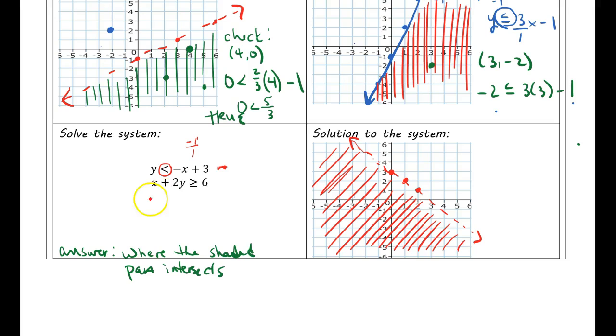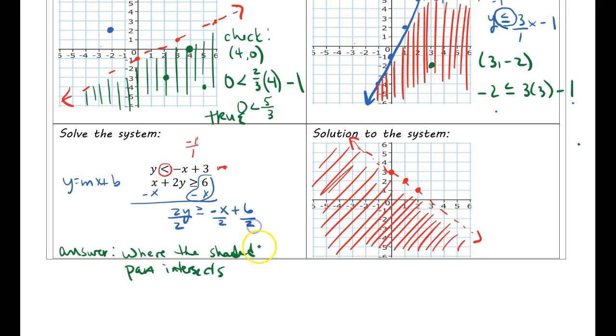Now I have to graph the second one and see where the shaded parts intersect. So how do I do that? Well, first, this is not in y equals mx plus b, so I need to fix that. Let me subtract the x from both sides. Bring that down. It's 2y greater than or equal to. Now these don't go together, right? One's got an x and one doesn't, so just recopy it. Now what? The 2 on the y is a problem, so let's divide by 2.